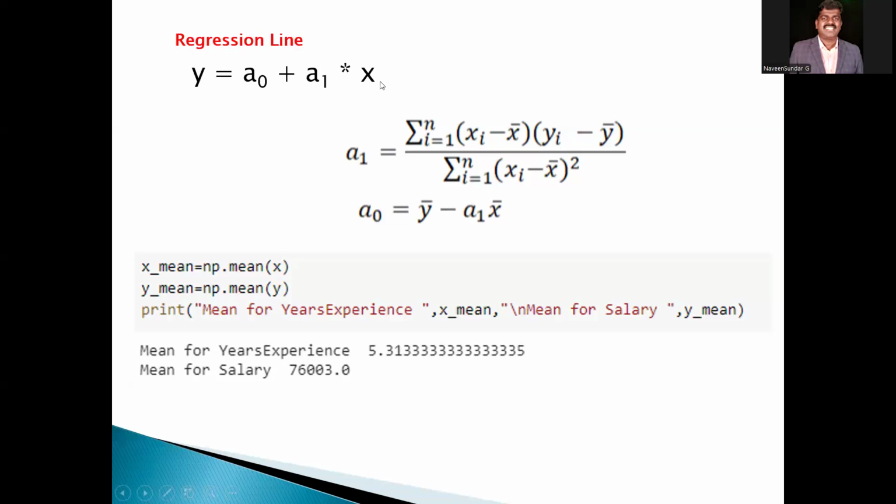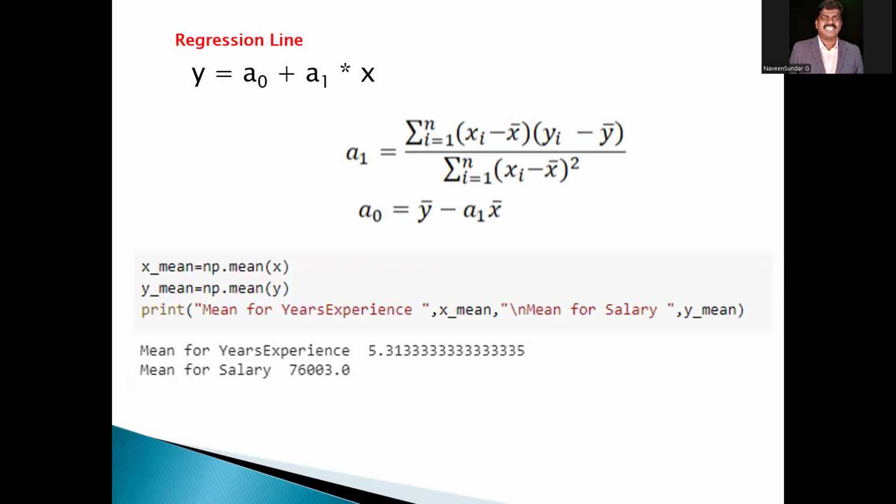That is the slope. Okay, so after getting the slope, what we are going to do is find the value of the intercept, that is a naught. A naught is equal to y bar minus a1 into x bar.